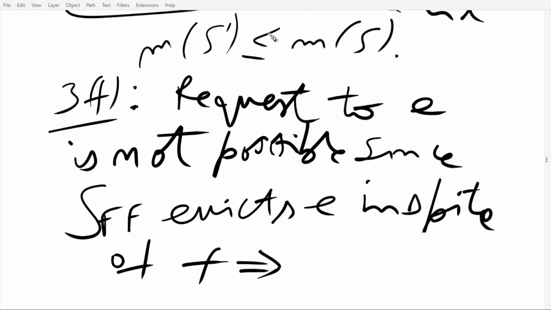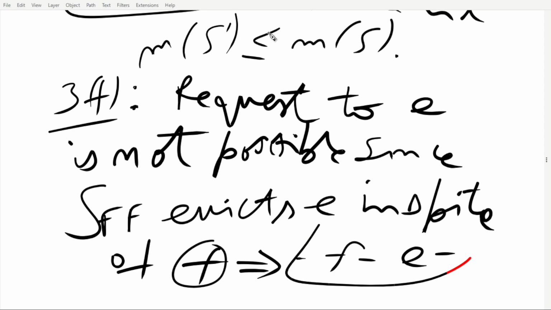So just remember our SFF and also S prime, they have evicted E because E is farthest in future. And already F was also there. So it means first we'll have request for F, only then request for E will come. So actually this case will not happen.